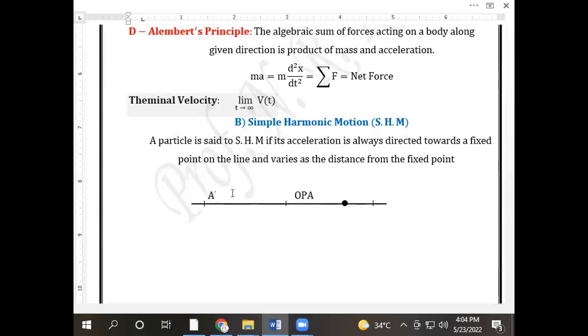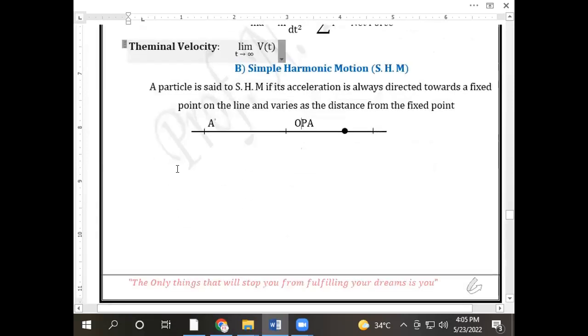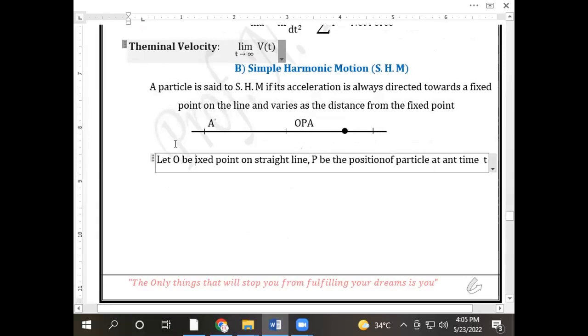See here, A is the point, and OPA is the final length or the final displacement. Suppose O is the fixed point on a straight line. P is the position of the particle at any time t.